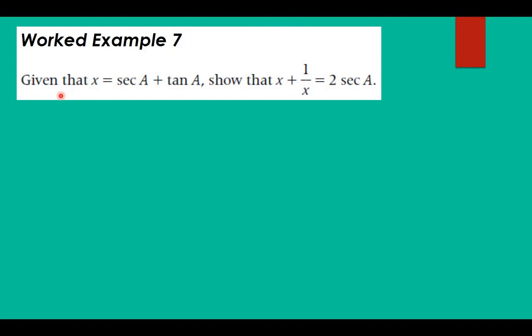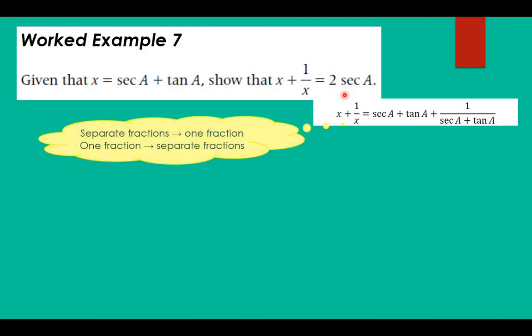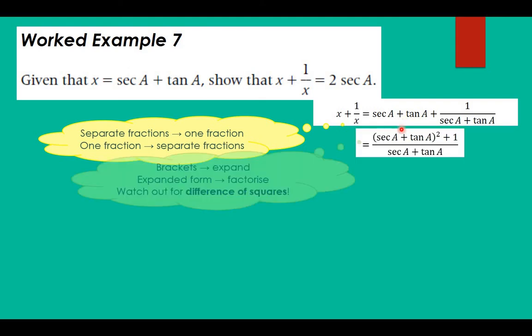Right, a different structure this time, so we're given an expression for x, and then we need to substitute into this expression and simplify it. So literally just popped in x is sec a plus tan a, and 1 over x is 1 over sec a plus tan a. Right, again we've got 2 terms, one of which is a fraction, so we can imagine this one is over 1. We want to add those fractions.